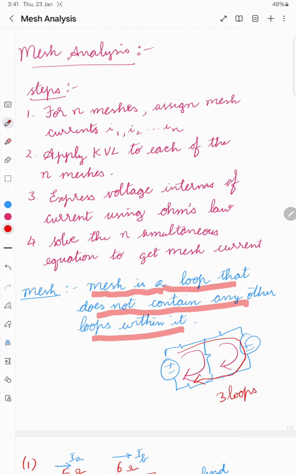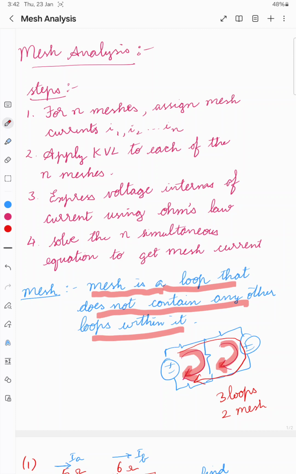So in what way is the mesh different? A mesh is also a loop, but it should not contain any other loop. In this case, if you see, this is a mesh, this is another mesh. This circuit has 3 loops and 2 meshes. Clear? So the first thing, we have to understand what a mesh is. A mesh is a loop that does not contain any other loops within it.